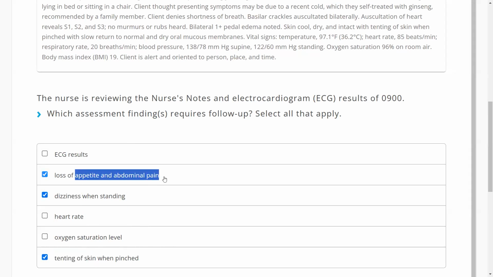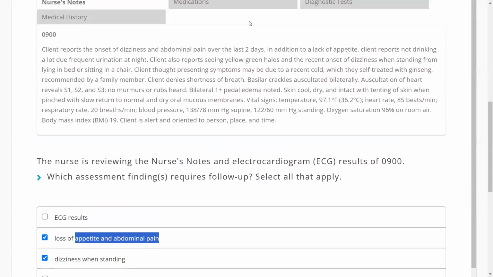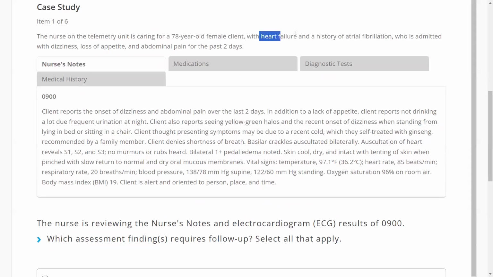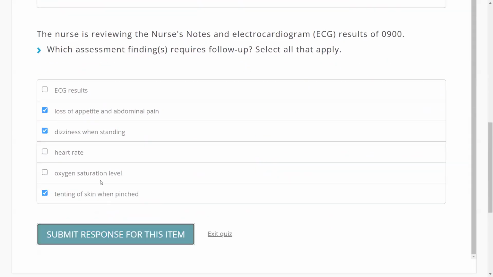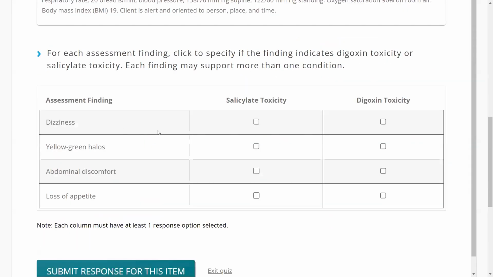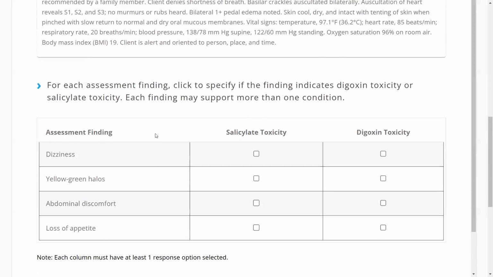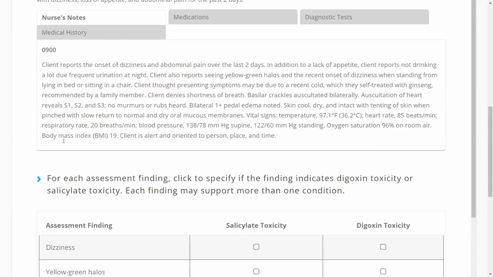And loss of appetite, abdominal pain, that's GI. That's still relevant because it has nothing to do with heart failure, right? That's an abnormal finding. Yes? All right, good. All right, let's keep going. So now we submit, we hit to the next one. So the next question says, for us to analyze, what does all of this mean?